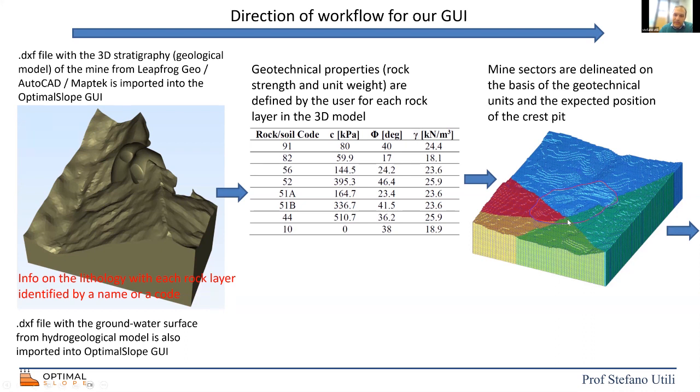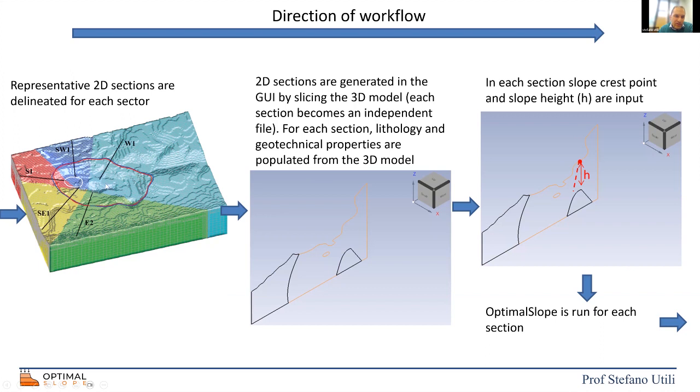Then we have to delineate the sectors. The sector delineation is business as usual, a manual delineation. For each sector, in our graphical user interface, you can just cut using a vertical plane. So here you would have 5 representative sections, but basically for each sector you will have a representative section that you use to design the slope. Then all you have to do is to specify a crest point.